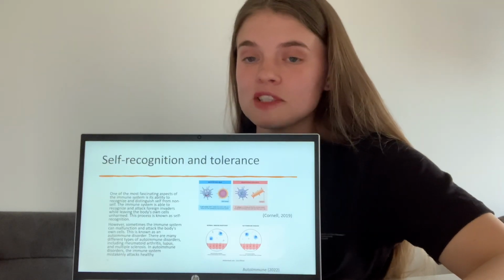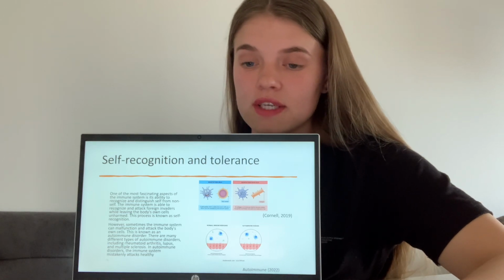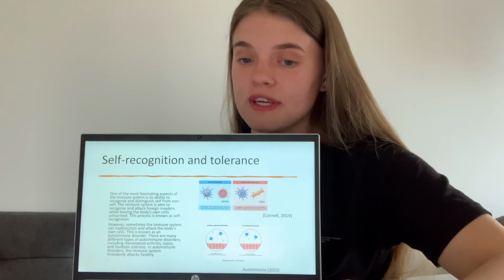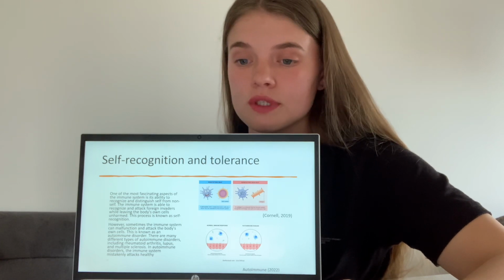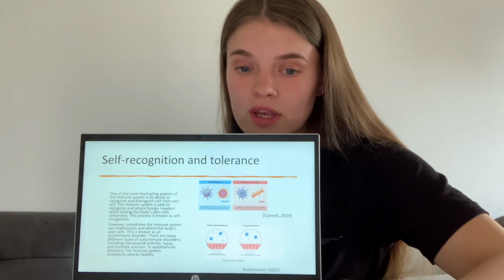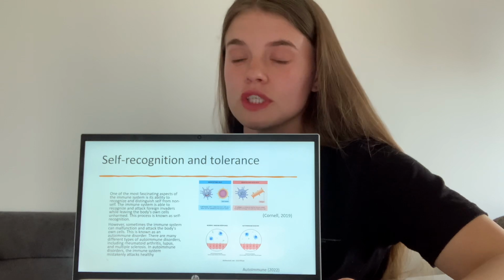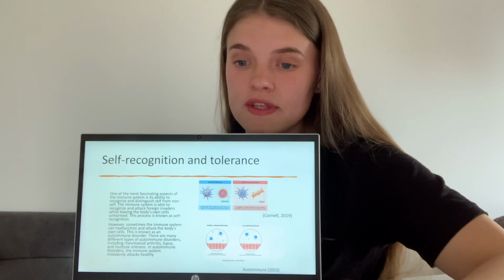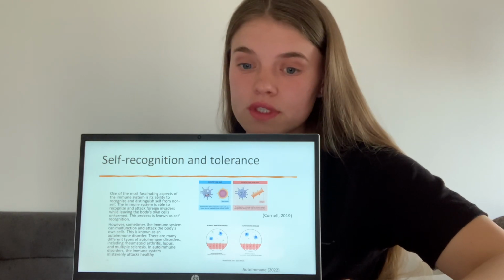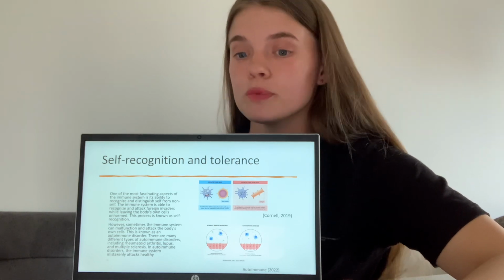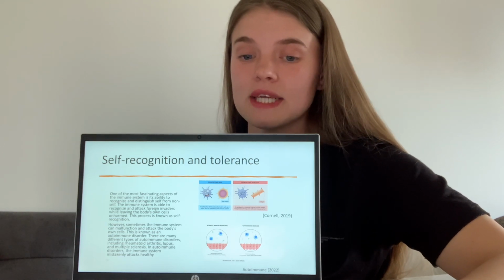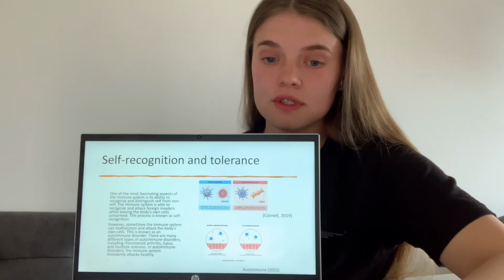One of the most fascinating aspects of the immune system is the ability to recognize and distinguish self from non-self. The immune system is able to recognize and attack foreign invaders while leaving the body's own cells unharmed. This process is known as self-recognition. However, sometimes the immune system can malfunction and attack the body's own cells. This is known as an autoimmune disorder. There are many different types of autoimmune disorders, including rheumatoid arthritis, lupus, and multiple sclerosis. In autoimmune disorders, the immune system mistakenly attacks healthy cells.